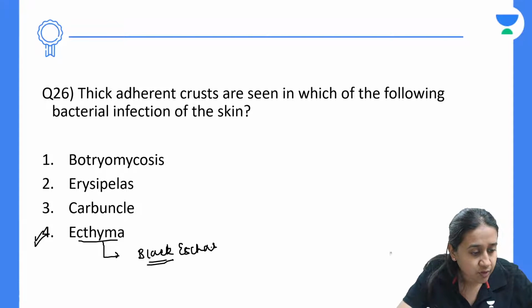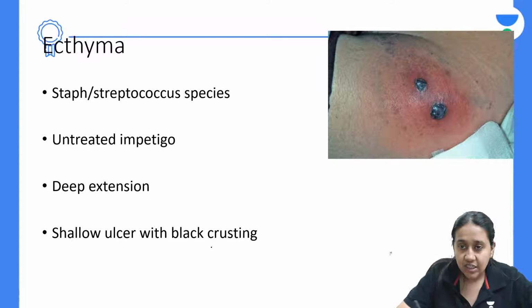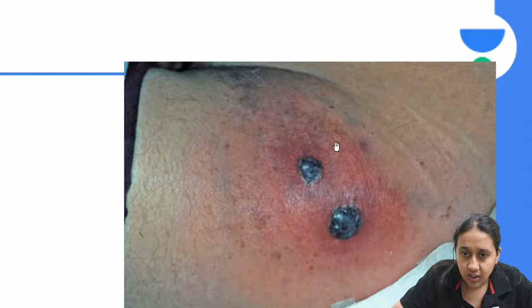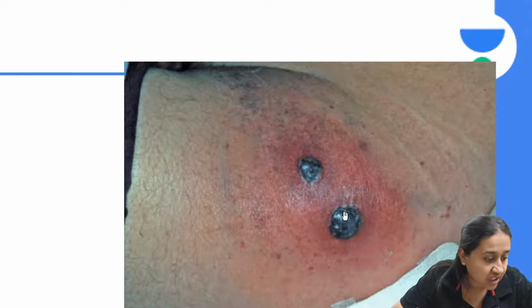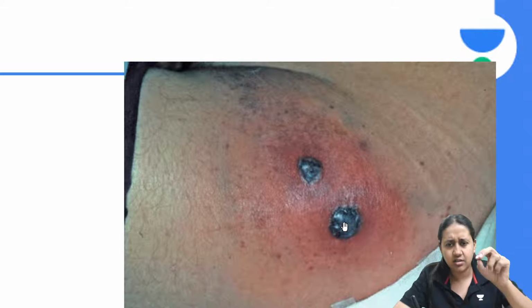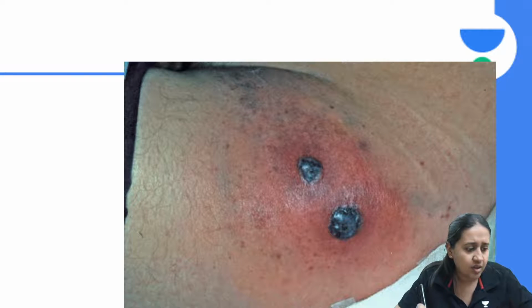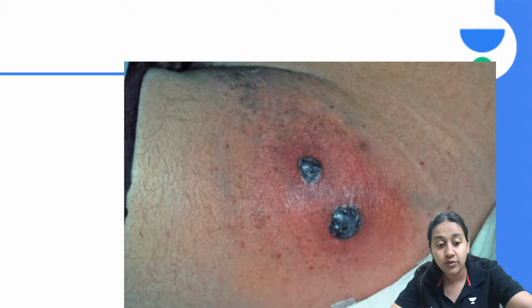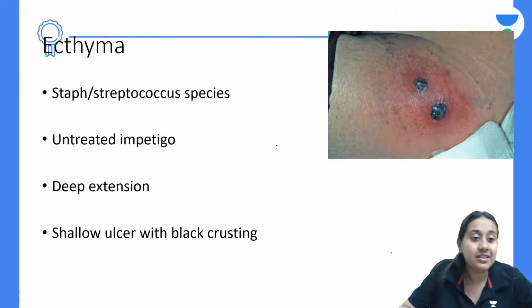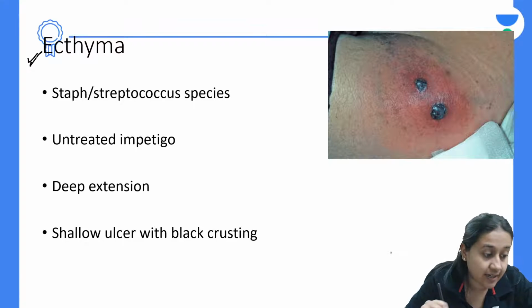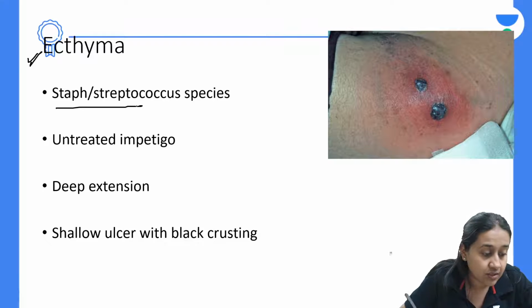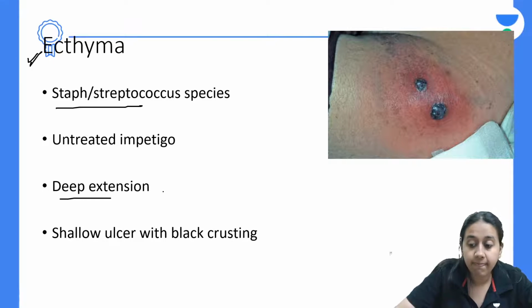Is it visible to all of you? Am I audible and visible? Now you can see this image. Can you see there is a thick black eschar present, a very thick scale-like or crust-like thing attached to the skin? When this eschar is removed, you can see a shallow ulcer. This is a very characteristic presentation of ecthyma. It occurs very frequently due to Streptococcus or Staphylococcus. Usually it is an extension of untreated impetigo.